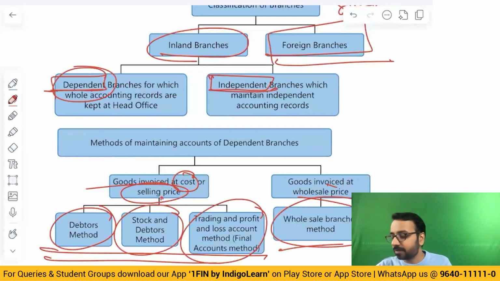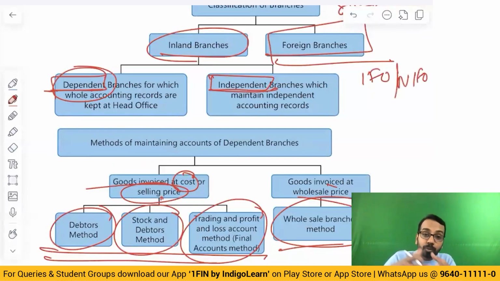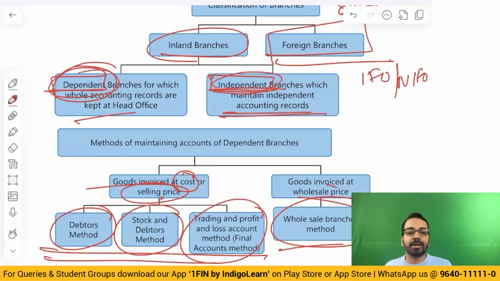When we come to foreign branches, we have integral foreign operations and non-integral foreign operations. When it comes to domestic branches, we have dependent branches, fully dependent on the head office. And an independent branch is basically a branch which takes decisions on its own, decisions of purchases on its own, decides some of the selling prices on its own, and also maintains independent accounting records. If it is a dependent branch, the records are maintained by the head office.